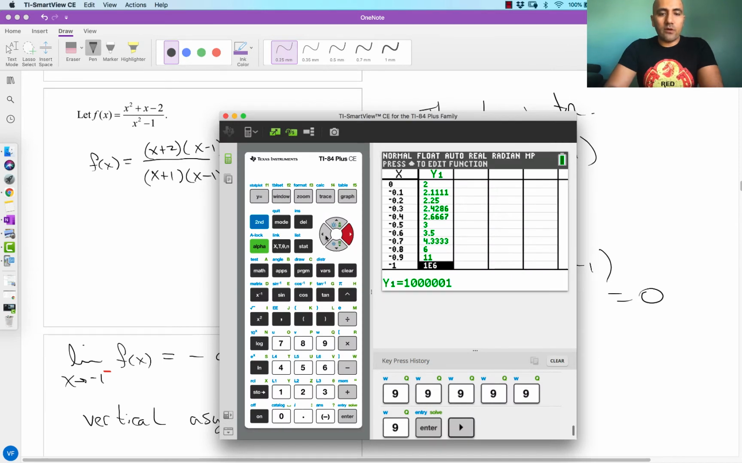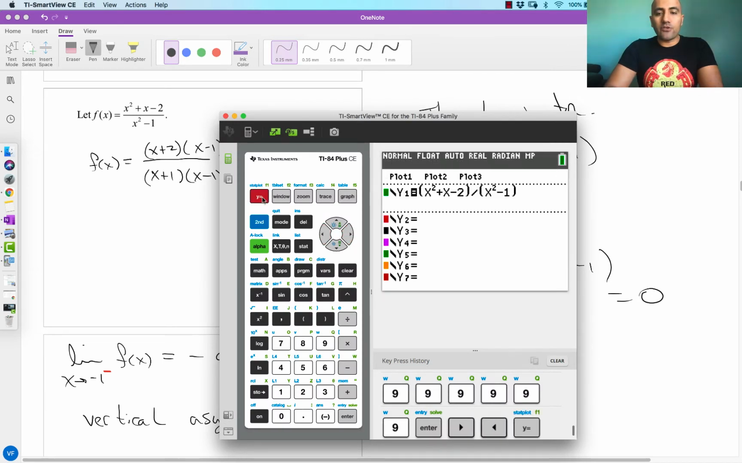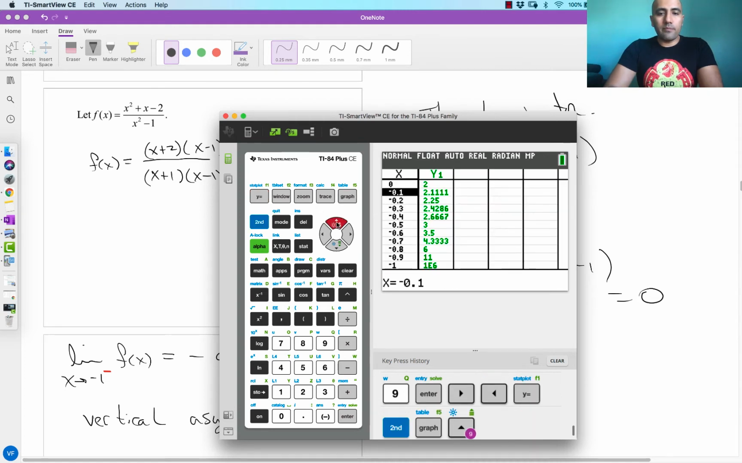Okay, so we're going to go back to our table. We already have the equation there, so we don't have to rewrite it. So we're trying to get close to positive 1. So starting at 3, 2, 1.5, 1.4, 1.2, 1.1, 1.01, 1.001, 1.00001.